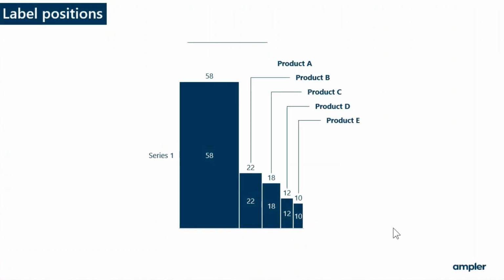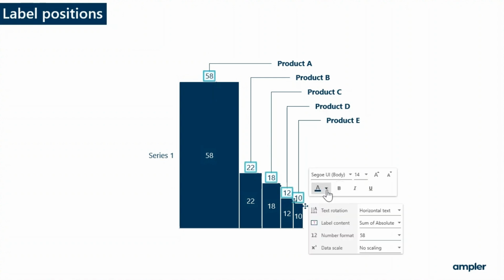If you want a different look, you can add custom labels and use lines to connect them directly to the chart. If you don't want the total label shown, change the font color to match the background color of the slide.